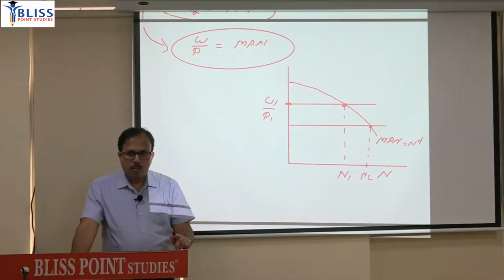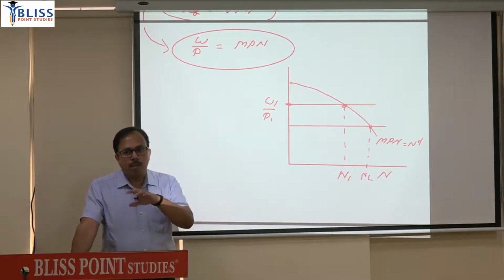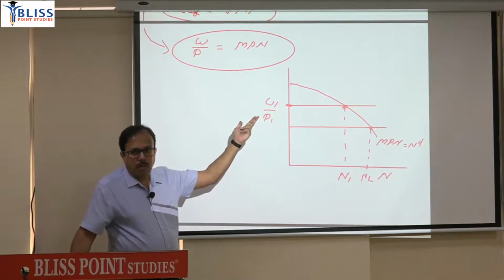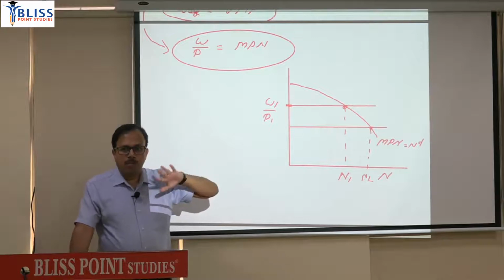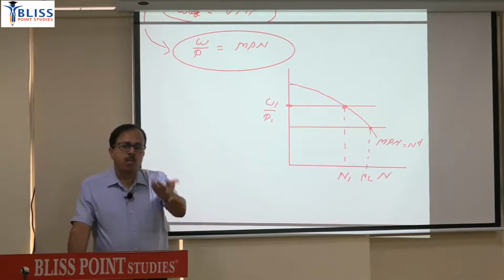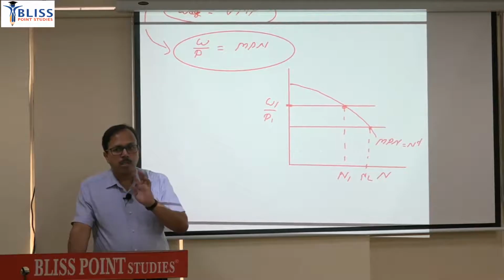How is the MPN curve itself called the labor demand curve? Because what is the labor demand curve supposed to explain? The relationship between how much is the demand for labor at different wages. So if the wage rate is W1 by P1, then how much is the demand for labor? Firm will always demand that much of labor where their own profit gets maximized. And for profit maximization, what is required? They must employ that much of labor where MR is equal to MC.